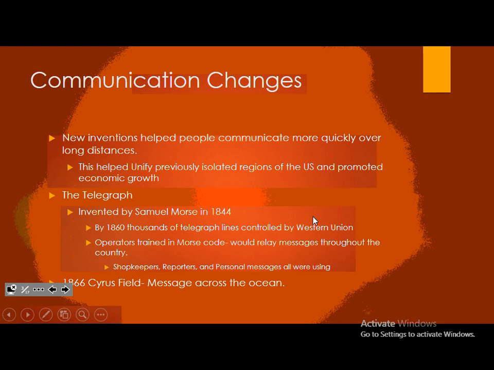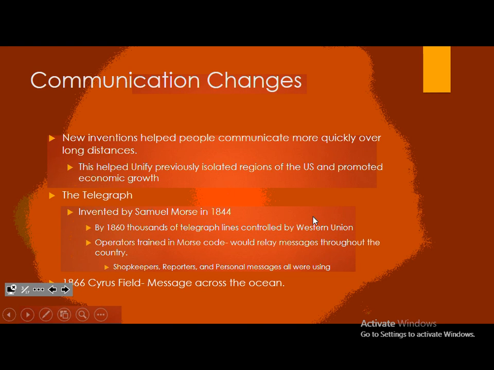Reporters used it to send about big stories and personal messages. Everybody was using Morse code. In 1866, right after the Civil War, Cyrus Field sent a message across the Atlantic Ocean. So while we're looking at the messages and how people are now going to be able to connect together, now we can connect countries together. It took about 12 days to get a message across the ocean in 1865. But in 1866, it took about 12 minutes.